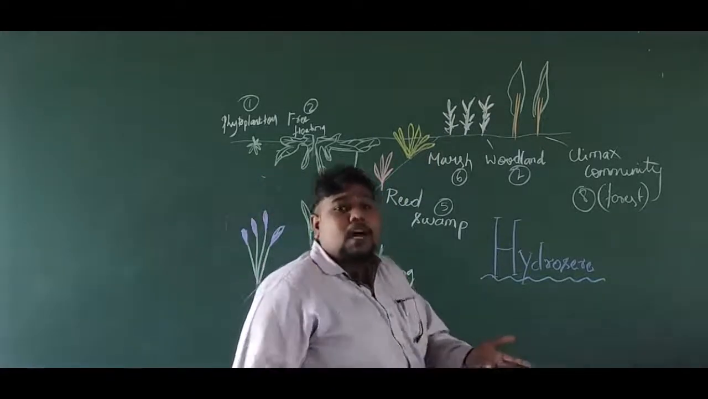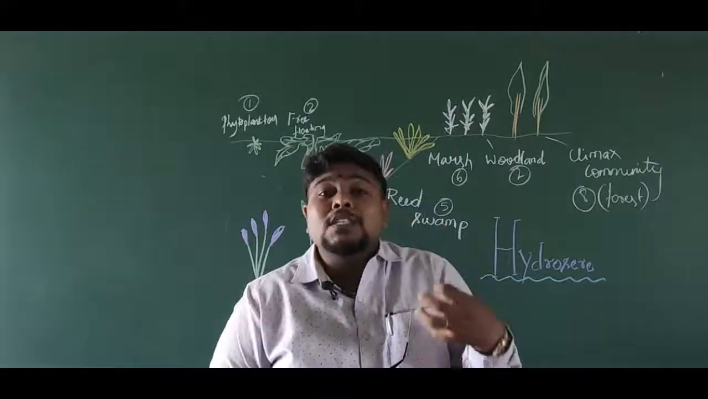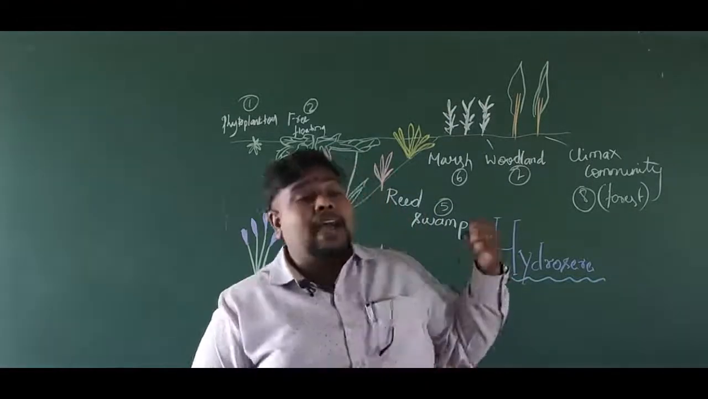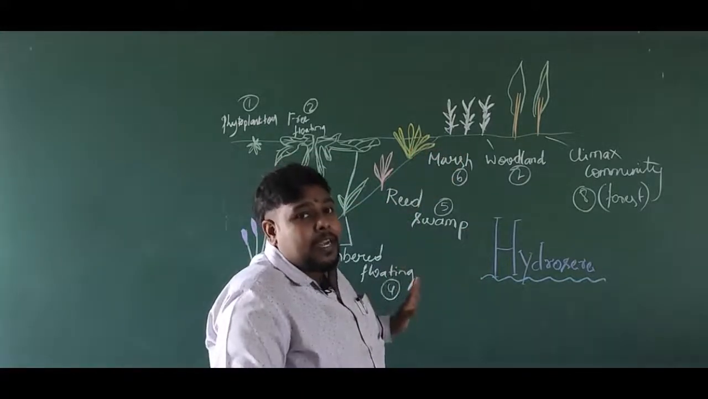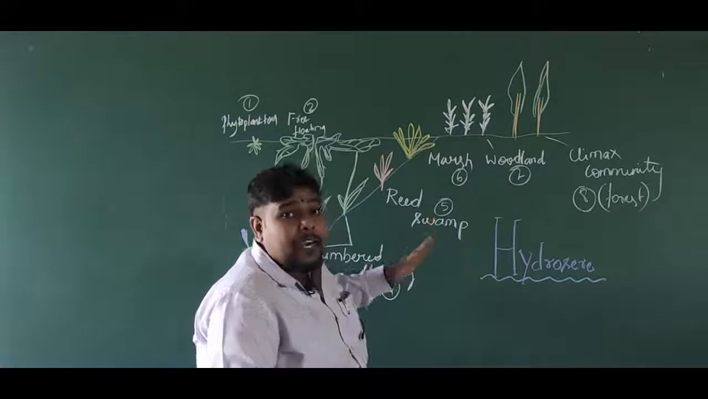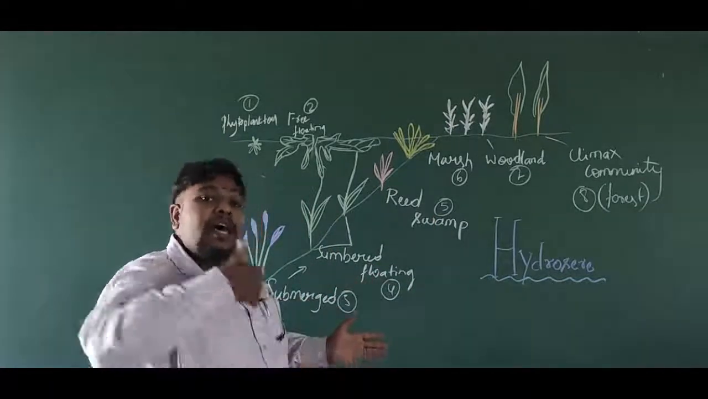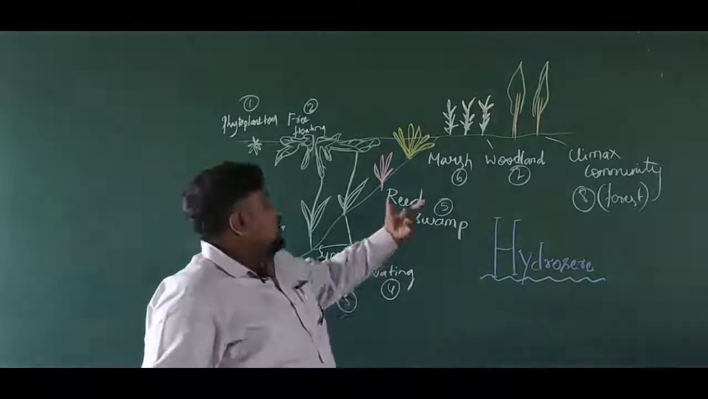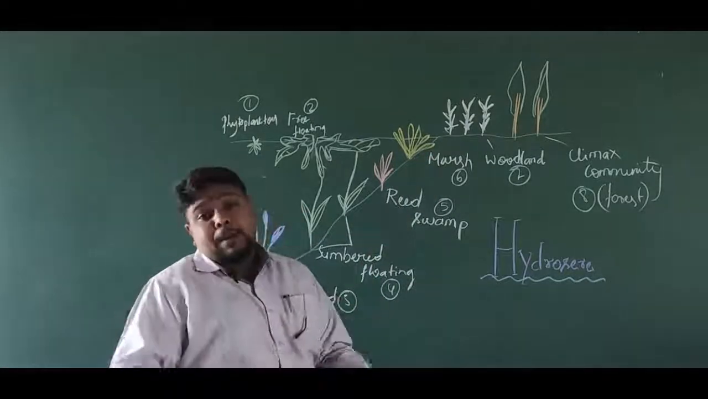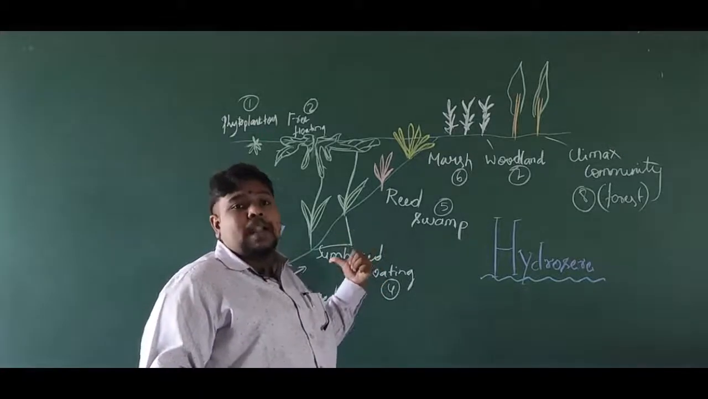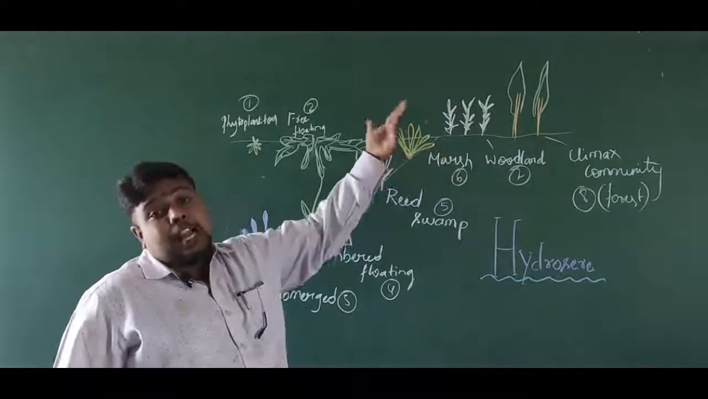So what do you mean by marsh? This marsh stage is very important here because it is the connection between hydrosere and the land. As you know, hydrosere is completely dependent on water, but it is gradually developing from water plants to land plants. So this marsh stage acts like a connecting link between both your water plant, that is hydrophyte, as well as the mesophyte, that is the land plant.